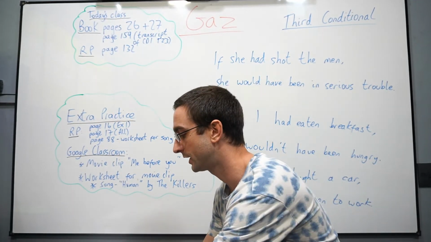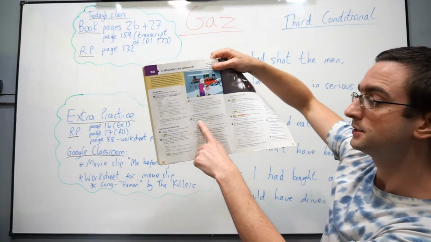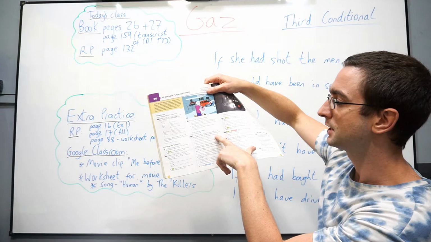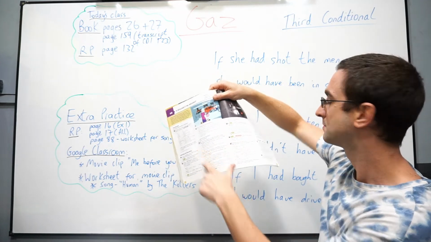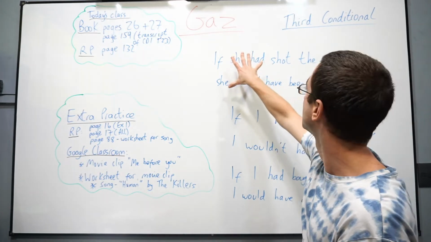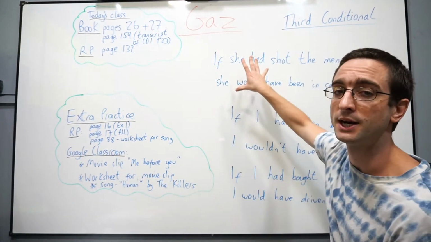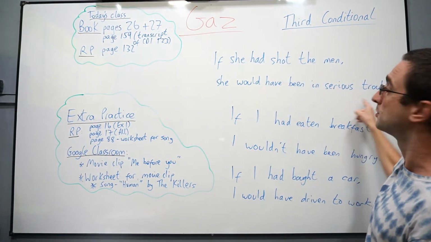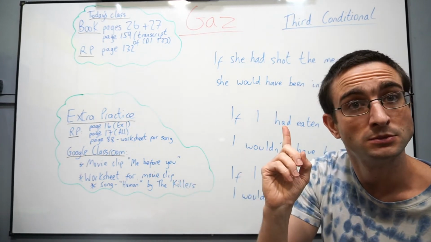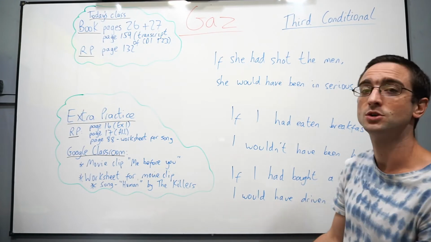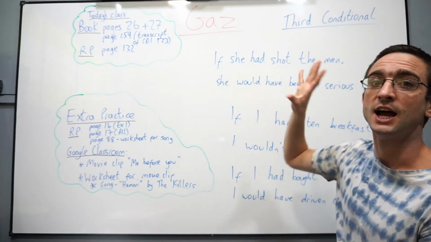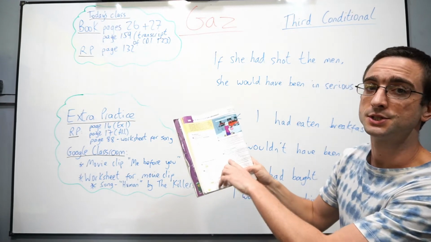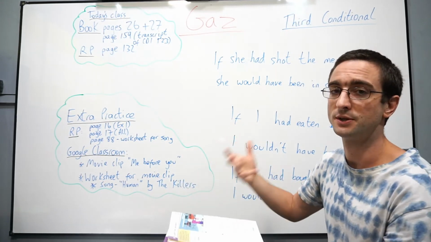So in the book, we're looking at exercise number 5 here, third conditional. Okay, it says, look at this sentence in blue and then answer these questions underneath. This is the example, and I want you to repeat after me. So, if she had shot the men, she would have been in serious trouble. Okay, cool. So, this is a sentence in third conditional. We're going to look here at these two questions and the rule, and this gives us some basic information about third conditional.